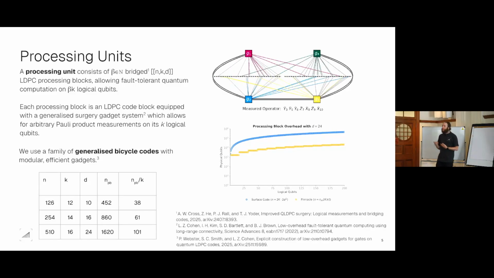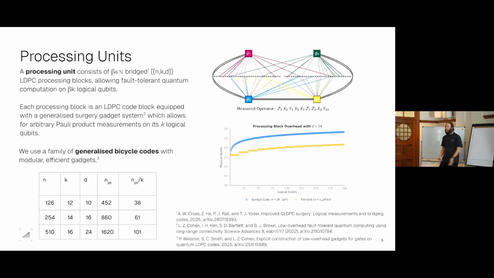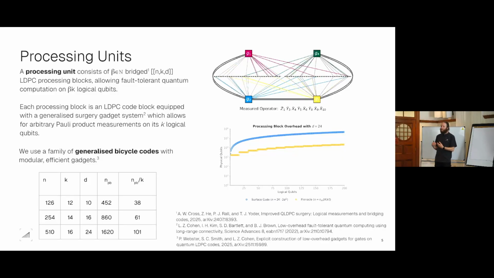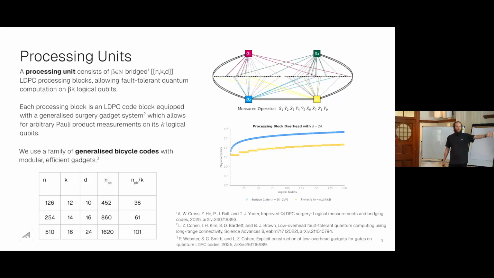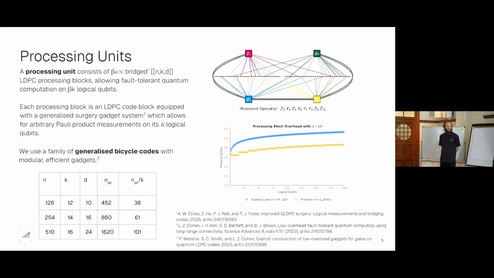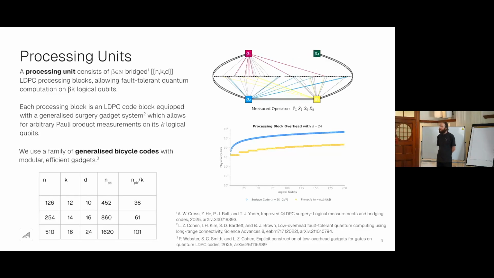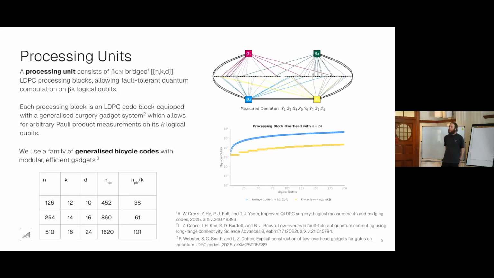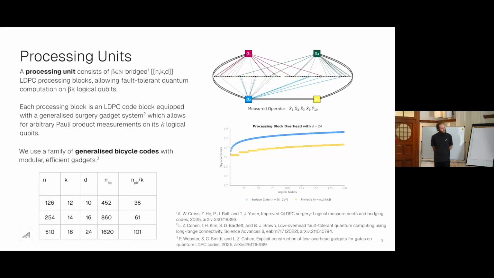If we look at the processing block, a full processing block is going to consist of the n physical qubits of the code, plus another order n physical qubits that are ancillas for syndrome extraction when we do error correction, plus additional physical qubits required for this gadget system. That gives us this NPB, the total number of physical qubits actually needed for a processing block. If we look at the ratio of the number of physical qubits for a processing block to k, the number of logical qubits per block, we can see that even up to distance 24, we need on the order of 100 physical qubits per logical qubit for this full construction that allows us to do arbitrary Pauli product measurements.